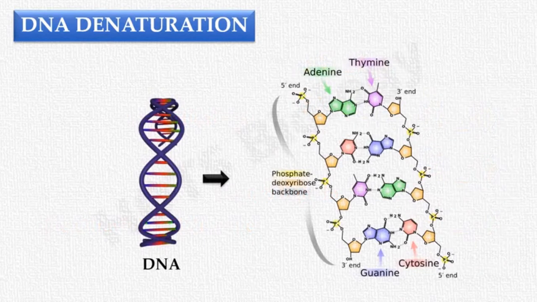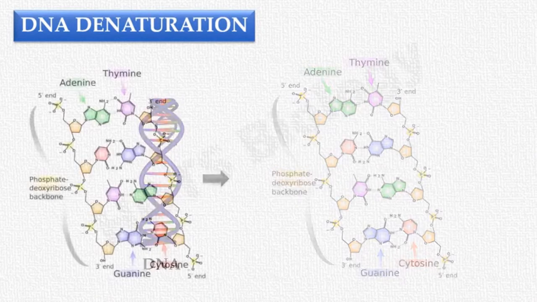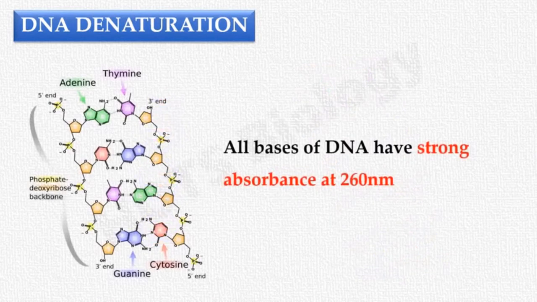Now nucleic acids, such as DNA, are made up of these bases. Therefore, the DNA molecule will also absorb light in the UV range. All bases of DNA, that is adenine, guanine, cytosine, and thymine, have a strong absorbance at 260 nanometer.